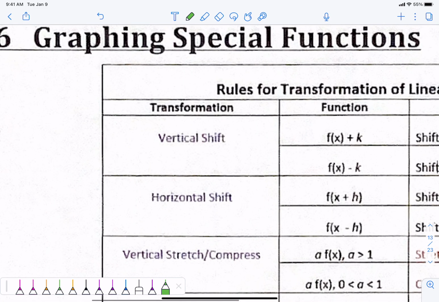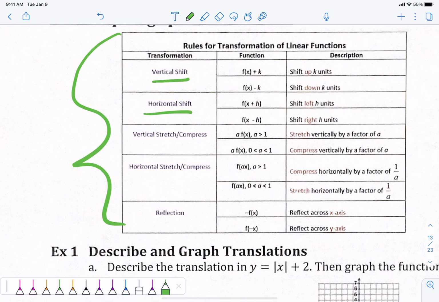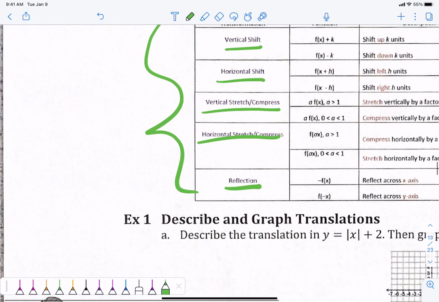Let's go down to the next page. So 2-6, this is your note sheet. Flip to your note sheet. This is what this looks like. I have a box here that has all of the things: vertical shift, horizontal shift, vertical stretch compression, horizontal stretch compression, and a reflection. Okay, all of the things. I'm not going to go into too much detail because we've already done that on your chart, right? But the one thing that I will say, let's talk about stretches versus compressions.